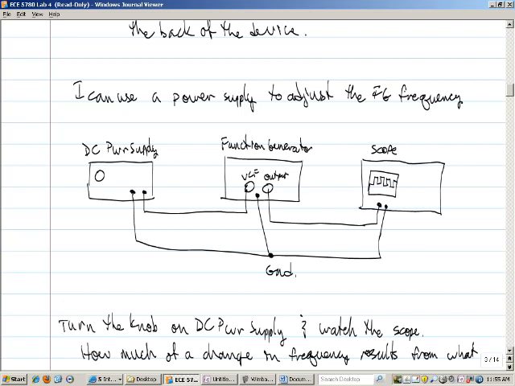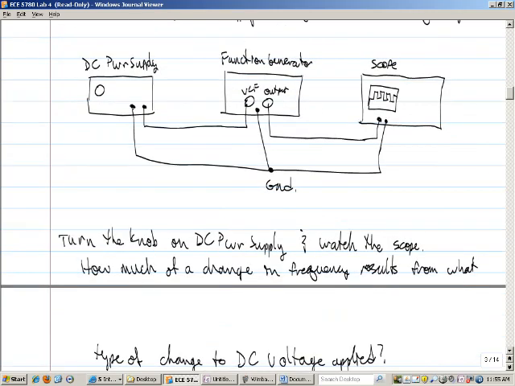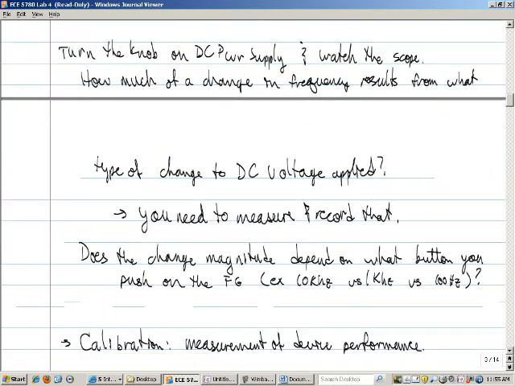So now what we've done is we've just changed the ability to alter the function generator's frequency. We don't have to touch this thing's knob. We have to now touch the DC power supply's knob. Well, that's a step in the right direction, but still not quite there yet.